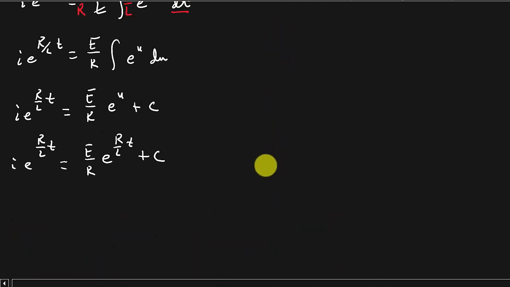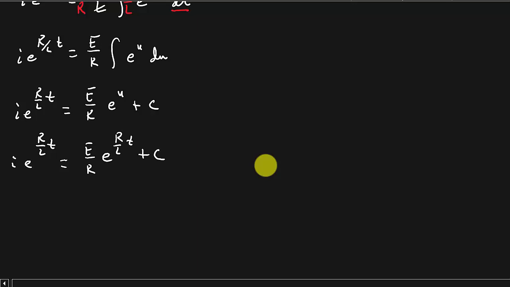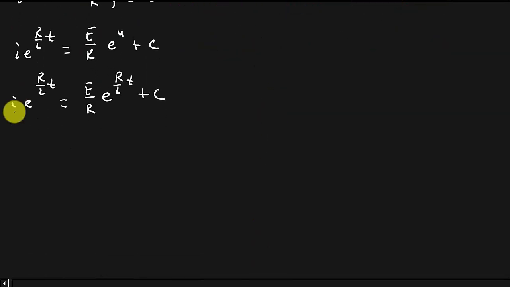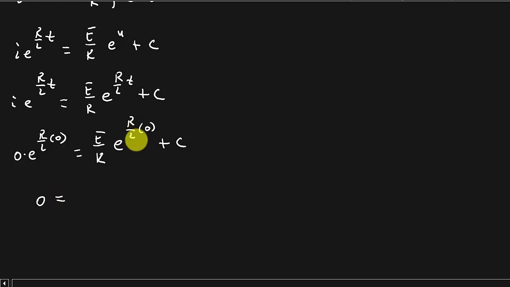All right, I think I got plenty of room to work. So, are we able to figure out what C is? Let's take a look at that. Yeah, because it tells me if I plug 0 in for t, I is equal to 0. So I'm plugging 0 in for I and 0 in for t. So I've got 0 times e to the R over L times 0 equals E over R e to the R over L times 0 plus C. Now this over here is 0. Remember, this is e to the 0. 0 times R over L is 0, so e to the 0 is 1. And 1 times E over R is just E over R plus C. So this tells me C is equal to negative E over R.